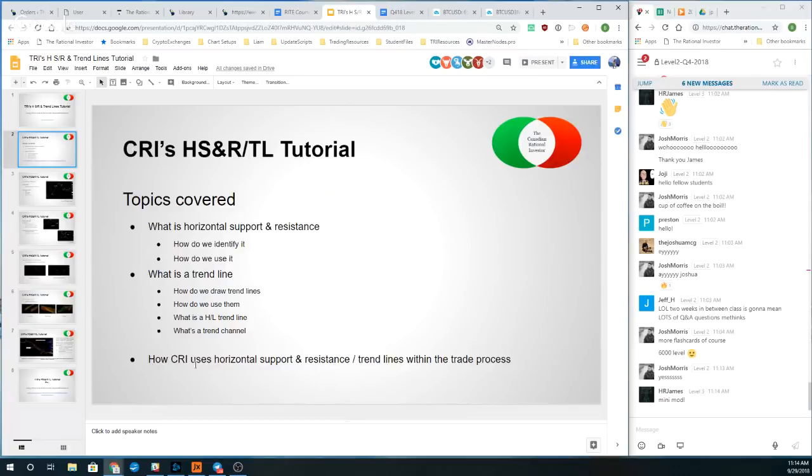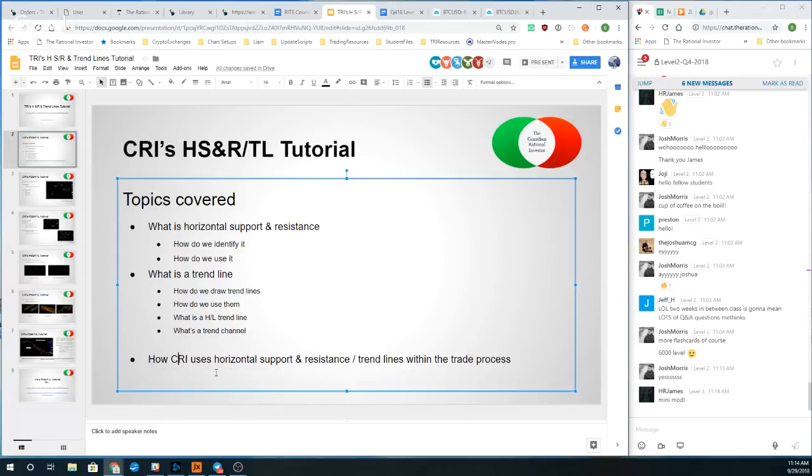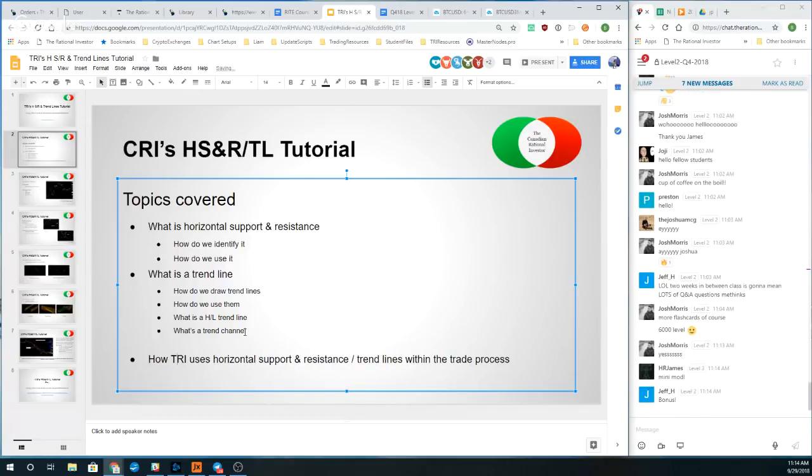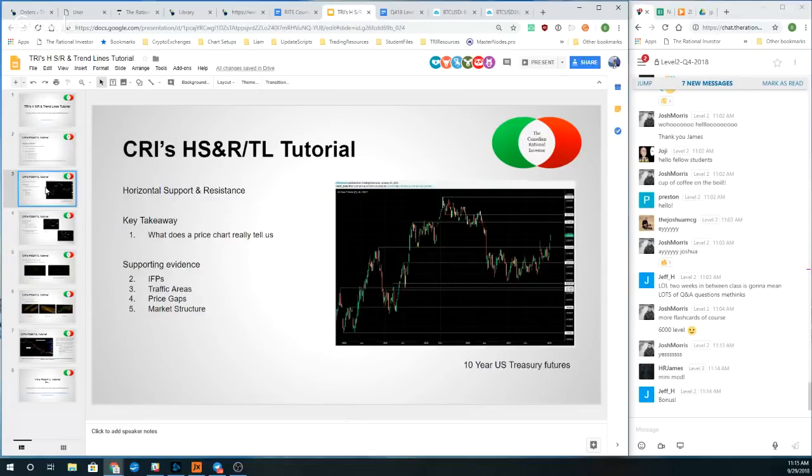And then, as I said, we'll finish off today with just a simple look at how Brian, and actually I suppose we could change this to how TRI, uses horizontal support and resistance and trend lines in the trade process. Okay, so let's get to work. First things first.